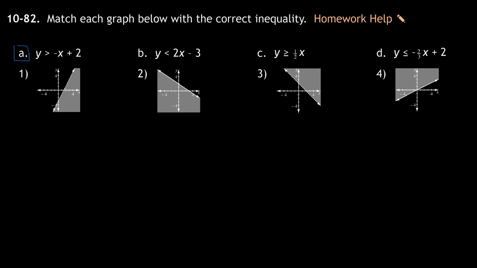So there's two possibilities, right? Number 2 and number 3 both have decreasing slopes. And it says it's strictly greater than, so it has to be a dashed line. So I believe A has to go with number 3.